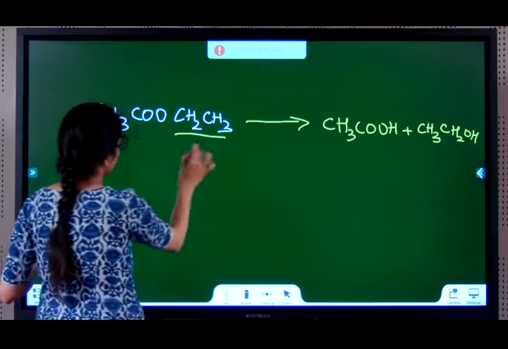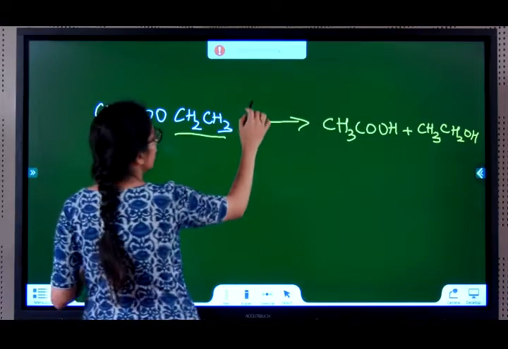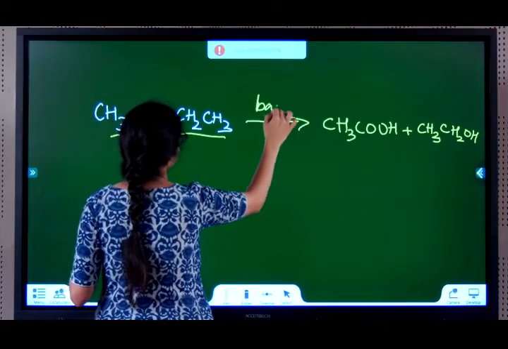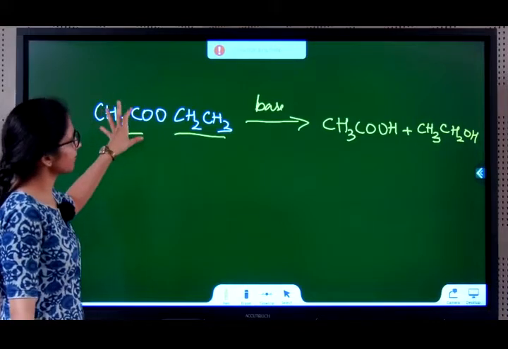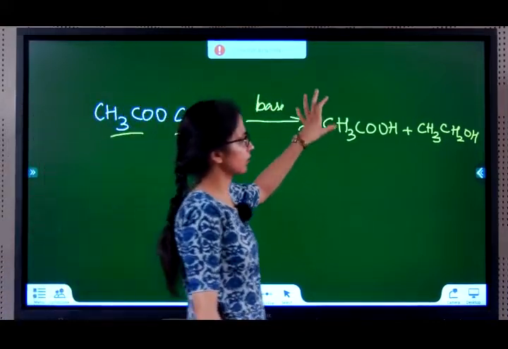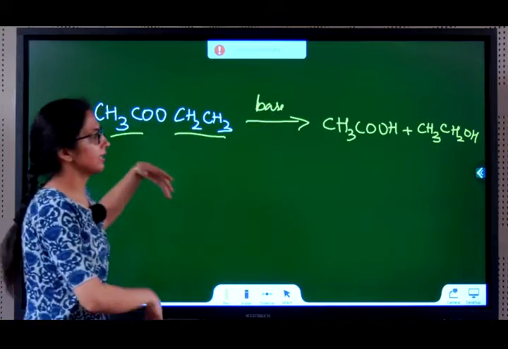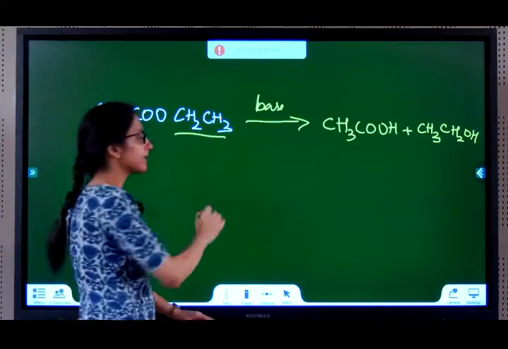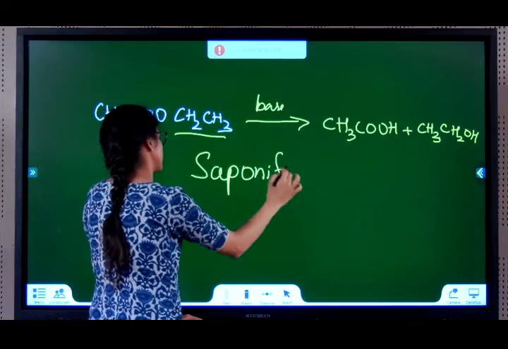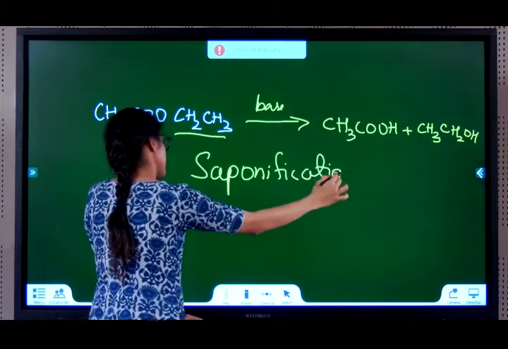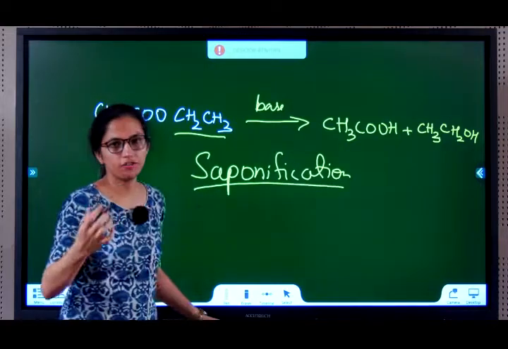It can be converted back to ethanoic acid and ethanol in the presence of a base or an acid, usually in the presence of a base. So ester can be converted back to ethanol and ethanoic acid in the presence of a base. This reaction is called saponification. Why? Because it's used in the manufacturing of soaps.